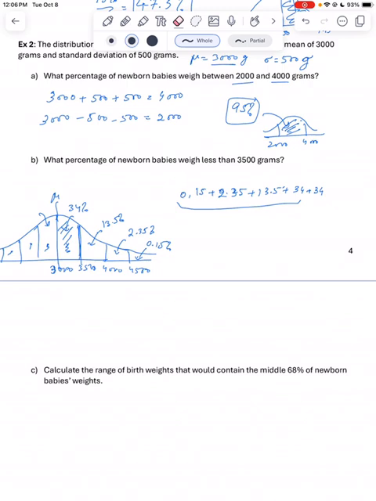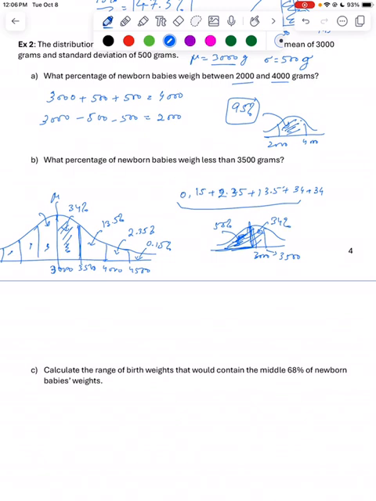So, and then 3,500 is one standard deviation below. A little bit bigger curve is better. So we are talking about this area. So this much I know is 50, and this is 50, and this is 34. So I can do 50% plus 34% is going to give me 84%. Oh, I could have done it over here.